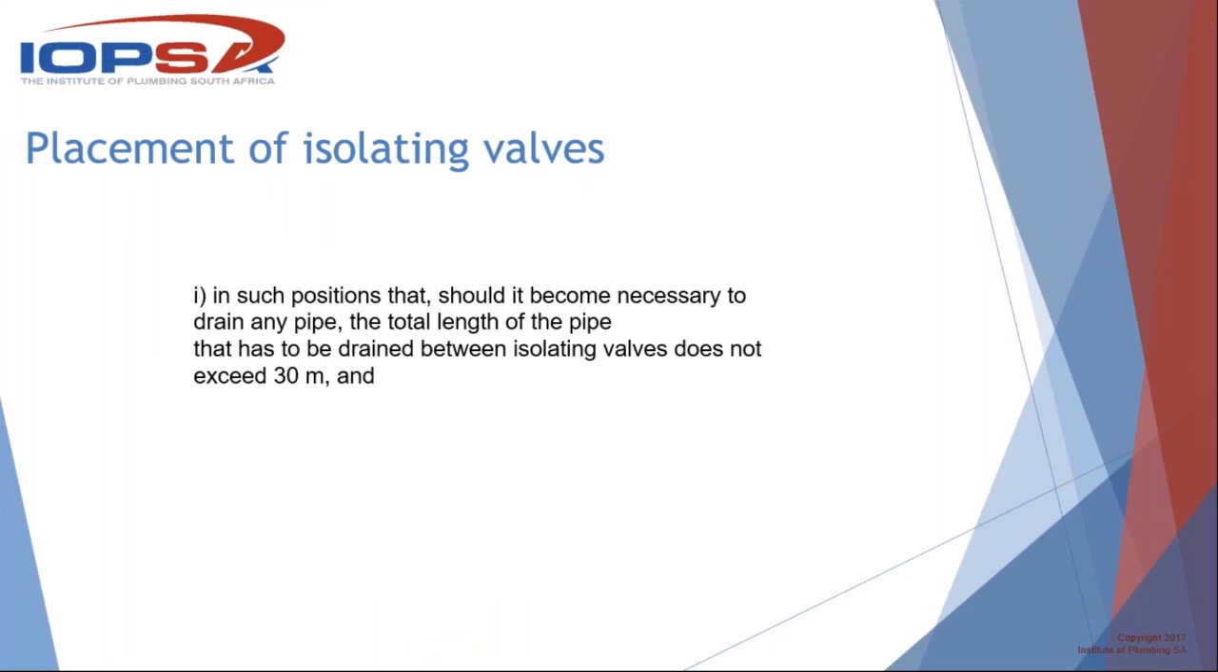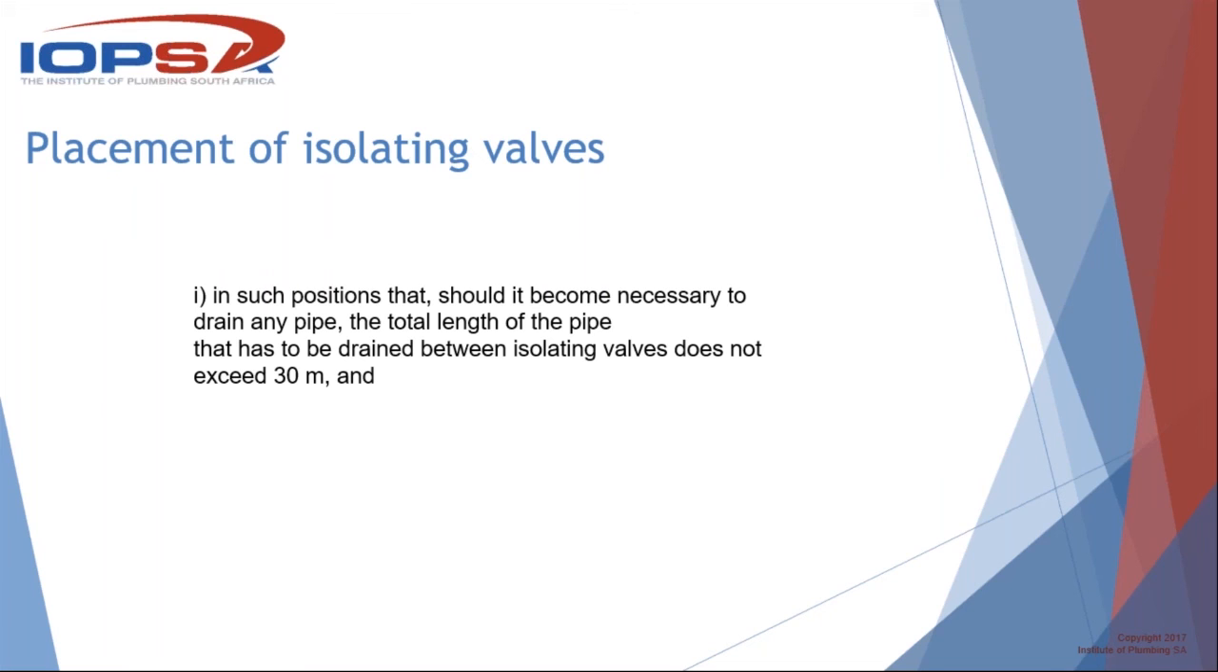Then J, it says in the case of any storage tank, on the inlet pipe next to and upstream of the valve controlling the supply to the tank, which means the float valve. This is the valve controlling the supply to the tank. So this is upstream of and next to. Okay, in other words, it must be right there. It can't be 6 meters away. It's next to it and it's upstream of.